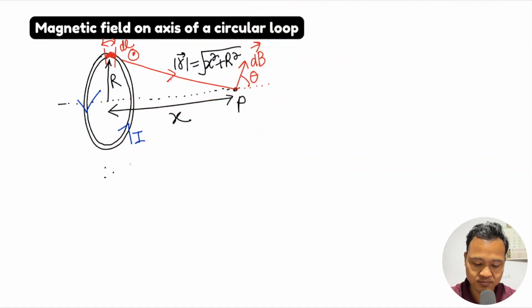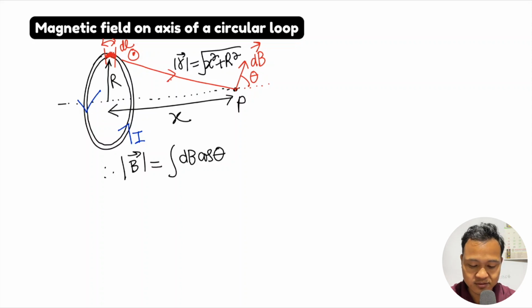So therefore the magnetic field B will be the integral of dB cos theta. You have to do integration, as the sin theta components cancel out. So then what is dB here?